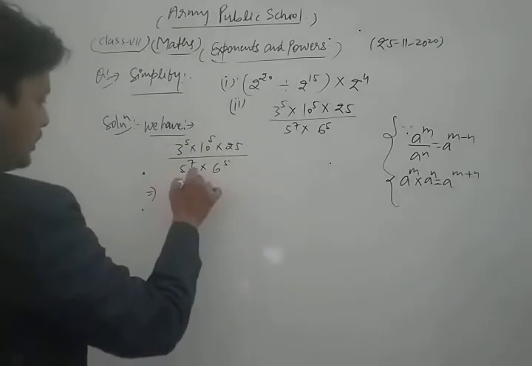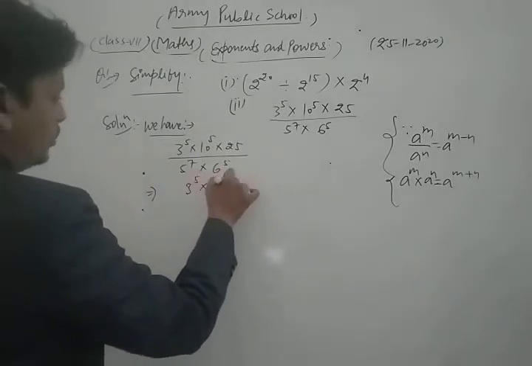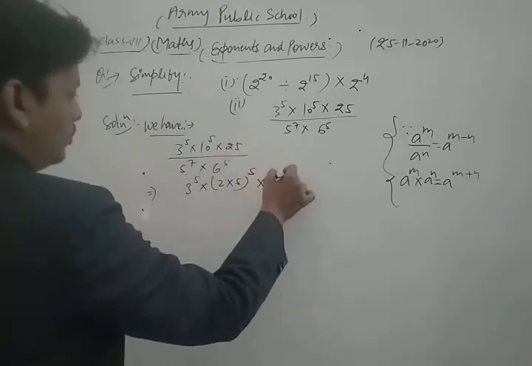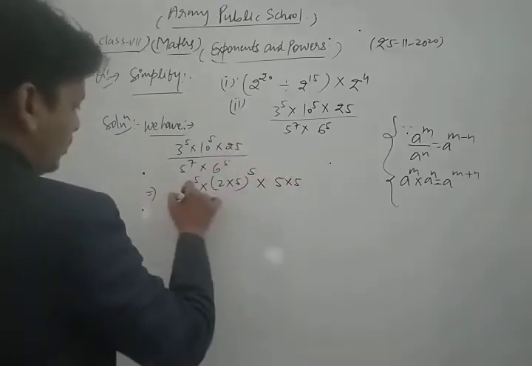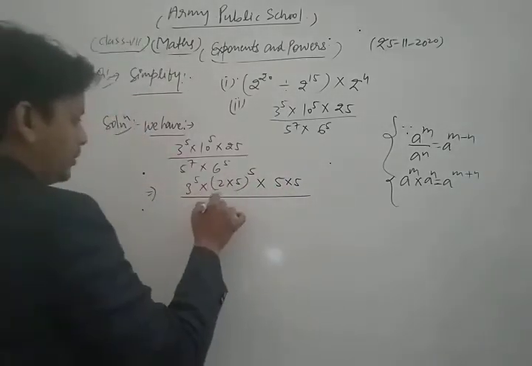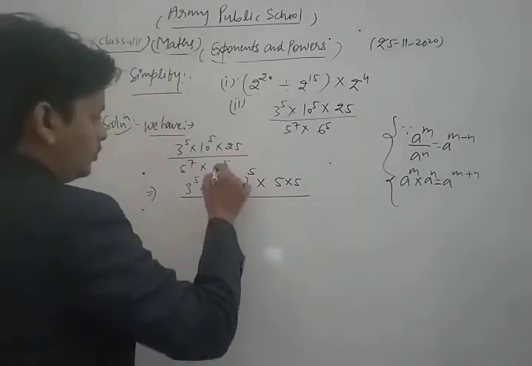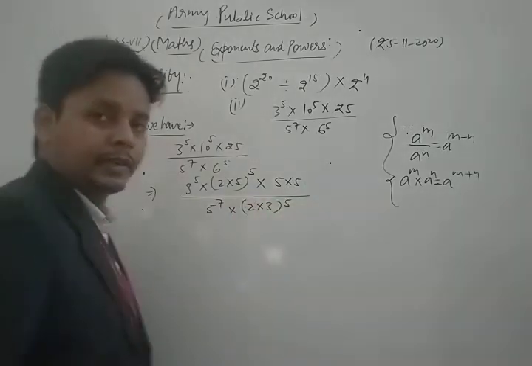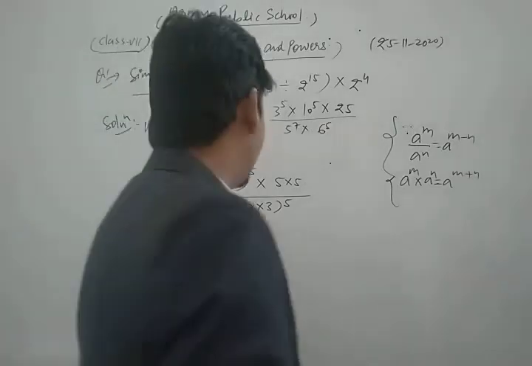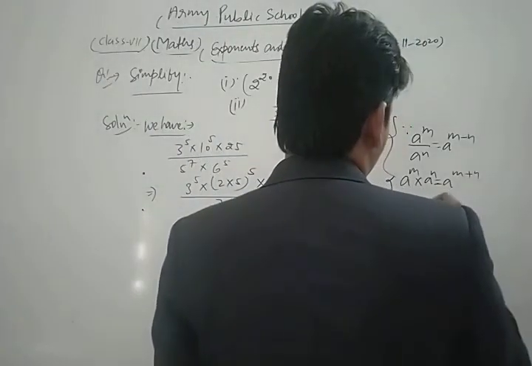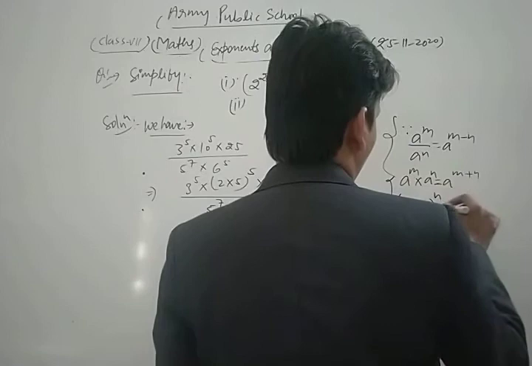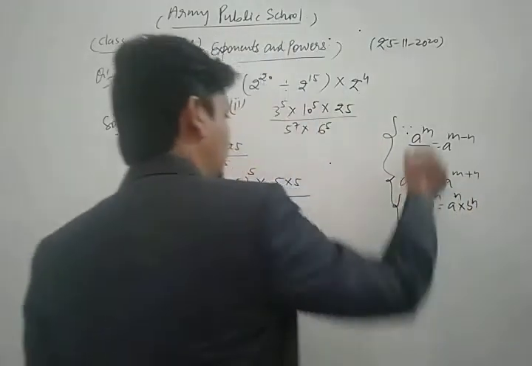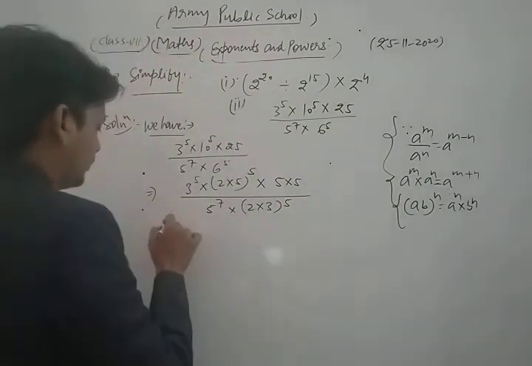So first of all we write 3 power 5 into, we write 10 as 2 into 5 to the power 5, and 25 as 5 into 5, upon 5 to the power 7 into, we write 6 as 2 into 3 to the power 5. We split them. Now here we apply the laws of exponents. You know that another law of exponents: a b to the power n is equal to a power n into b power n. So here we apply that type of law.